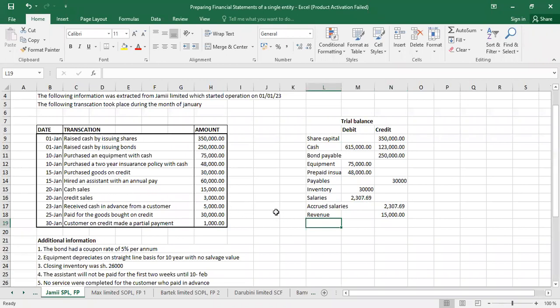Where is it? Credit sales, isn't it? What account does it affect? Receivables.